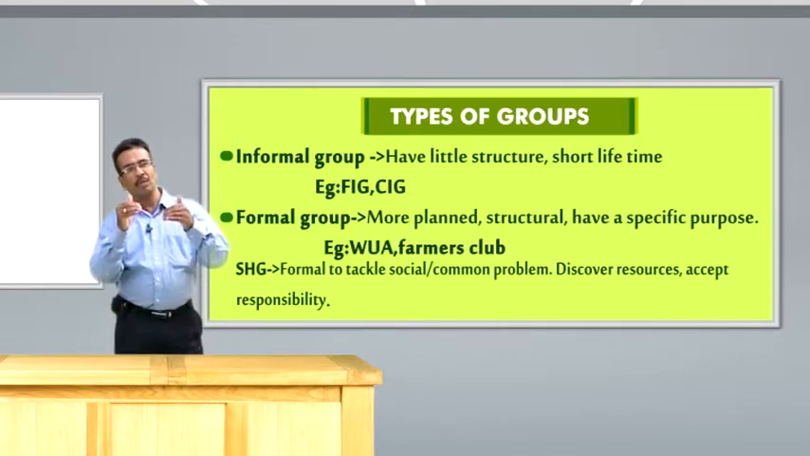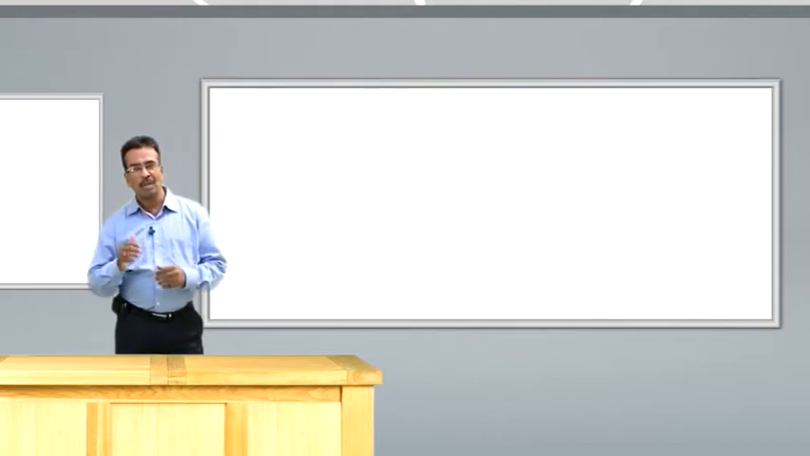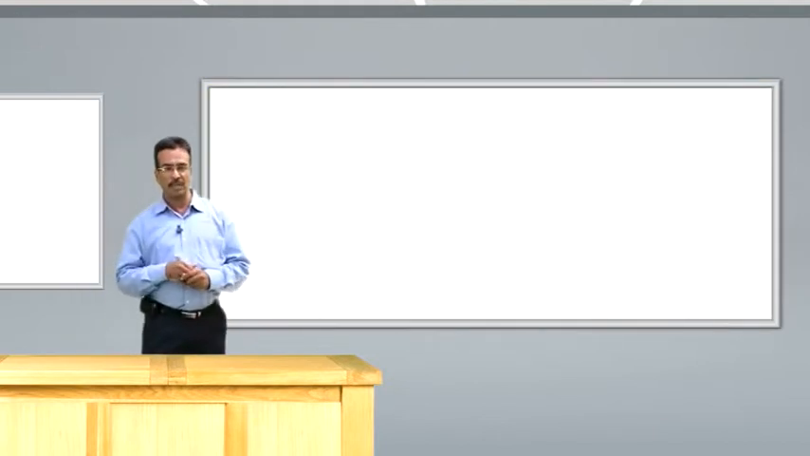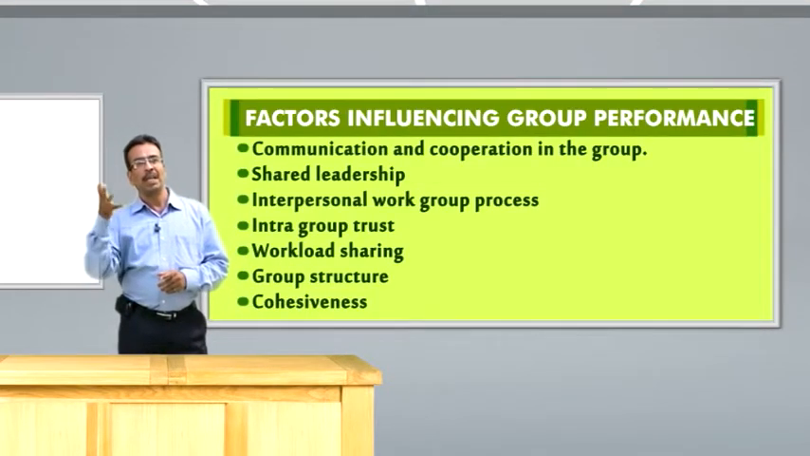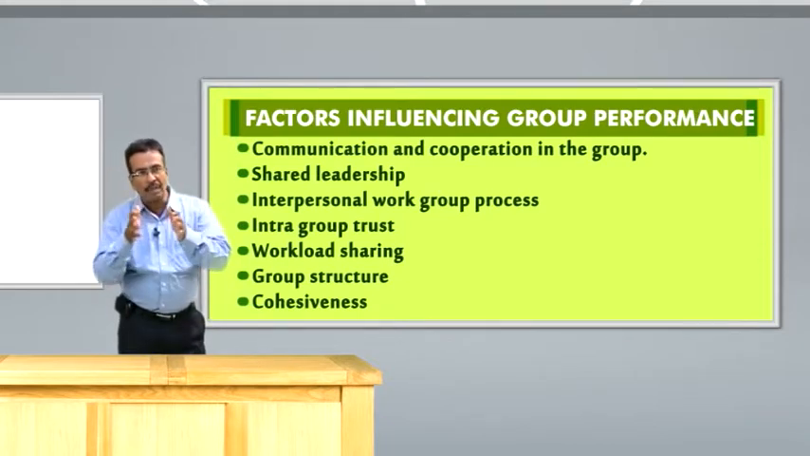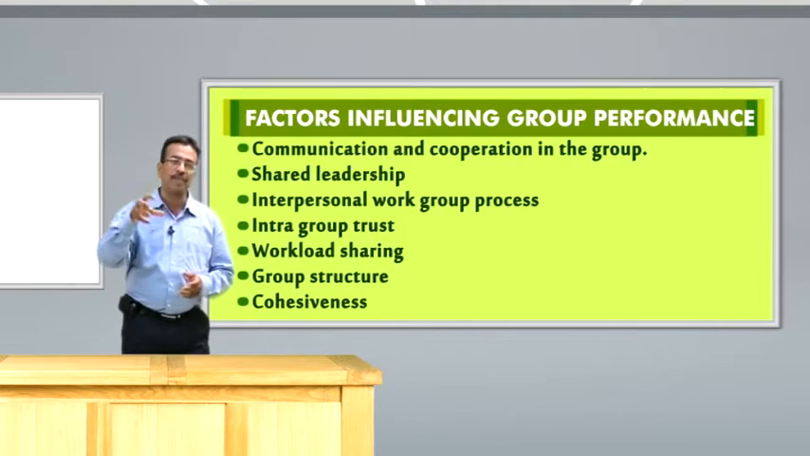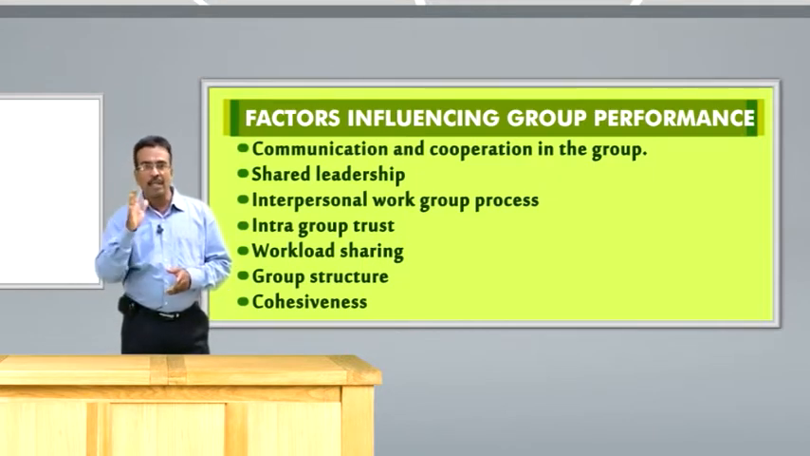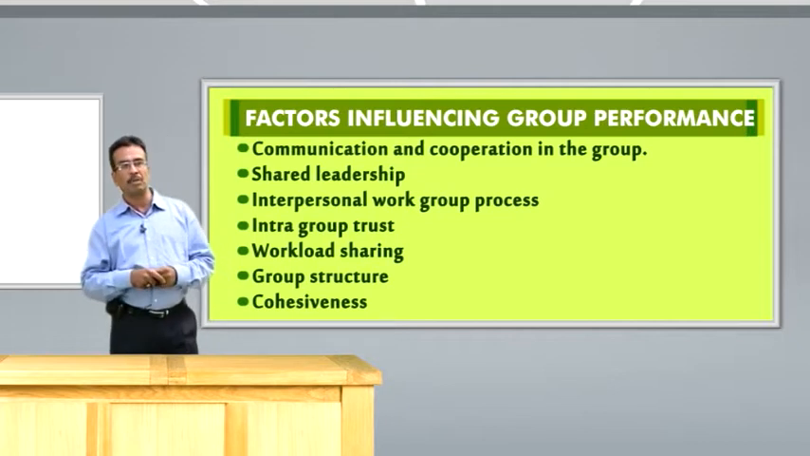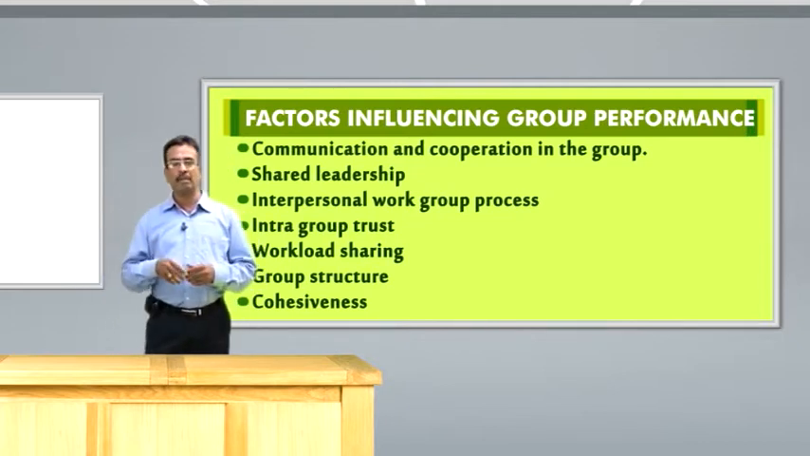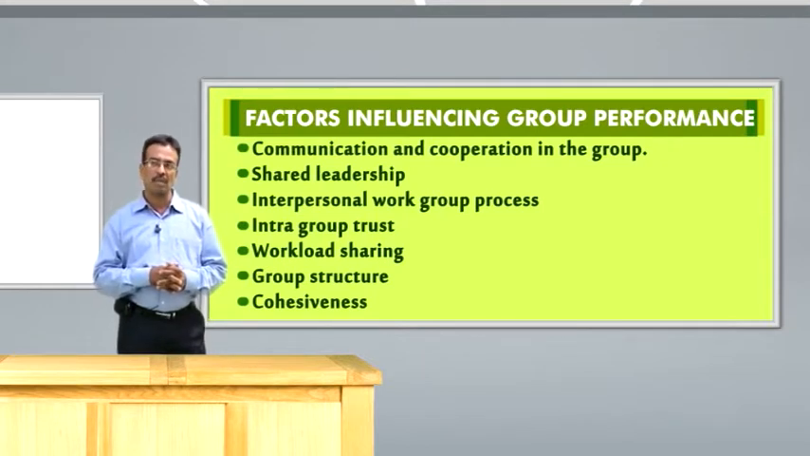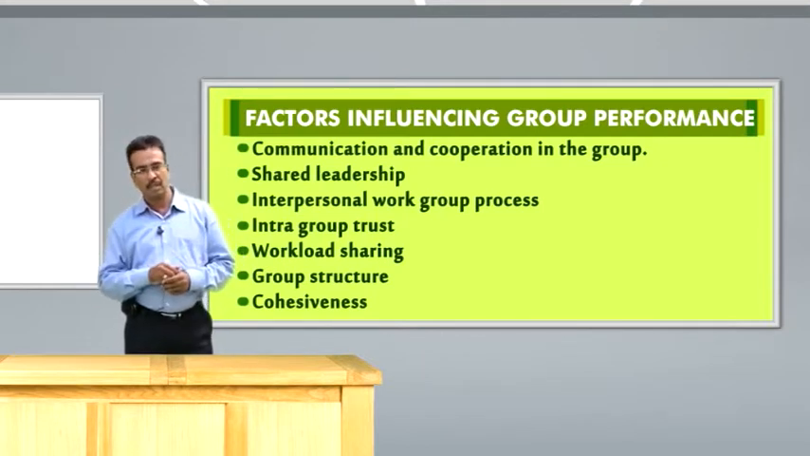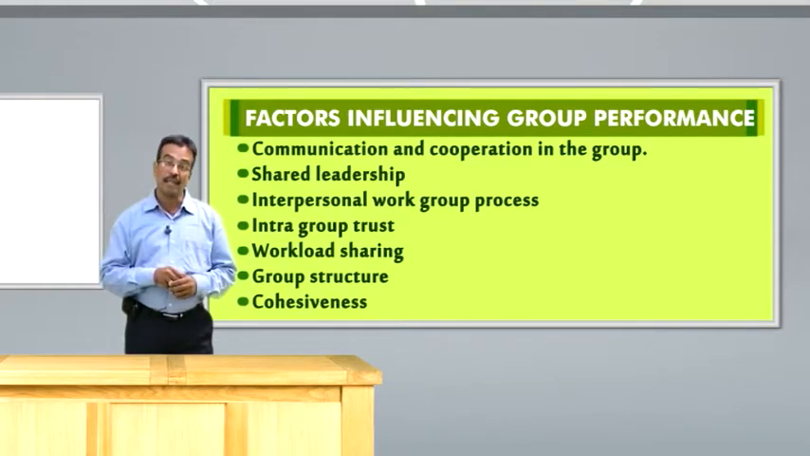Once you know about the different types of groups, you must know what factors influence group performance. When we say a group is successful, it has to perform. What are these? Communication and cooperation. All the group members have to communicate and cooperate for the common venture. And shared leadership, where the leader takes full responsibility with the members and followers to do most of the activities. Interpersonal work group process, intra-group trust, mutual trust, is another important thing required for group members. And workload sharing, that is what happens many times.